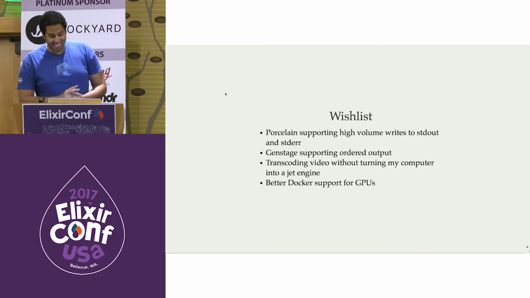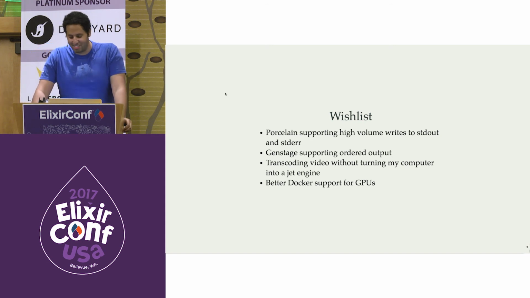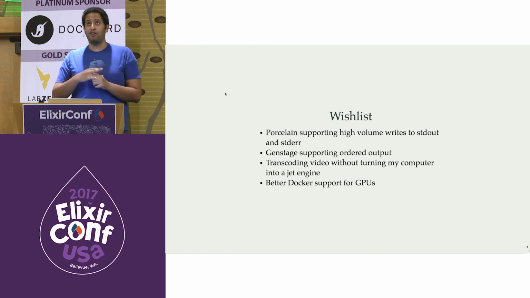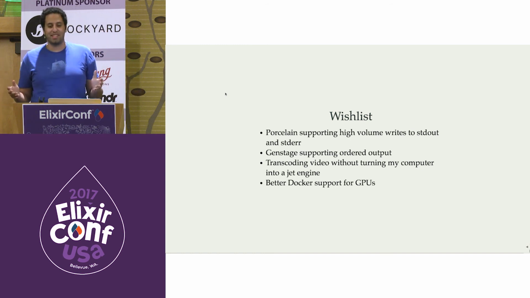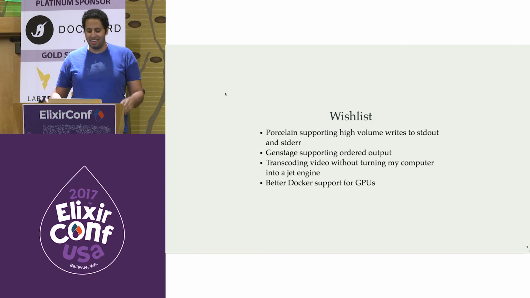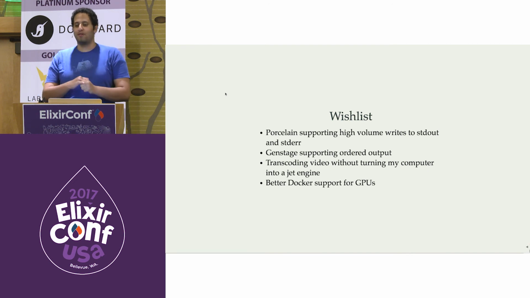All right, let's talk about a wish list. So, I do use Elixir at my day job to do very similar stuff to this, and so I've run into some fun issues. Porcelain doesn't quite support high volume writes to standard out and standard error at the same time. It runs into a weird issue where it's not quite tagged with the right code. So that probably is a bug that needs fixing, but it's pretty annoying to reproduce. I've only run into it after streaming for several hours, which is annoying.